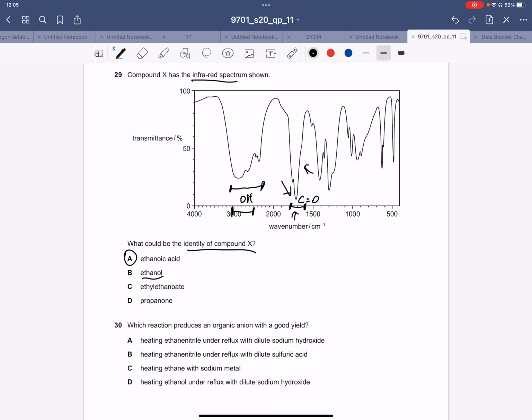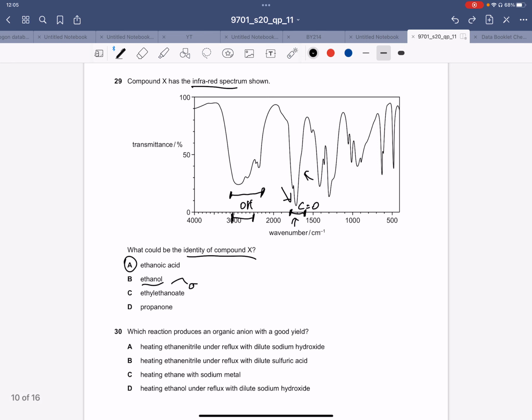It's not ethanol because ethanol looks like this, and it does not, oh my god, what happened to the pen there? Ethanol looks like that. So there's no carbonyl bond, there's no double bond O, so this one can't be it. Ethyl ethanoate looks something like this, because again, ethyl is this right here, 1, 2, O, ethanoate, so ethane is right there, and this one is actually just an ester bond.